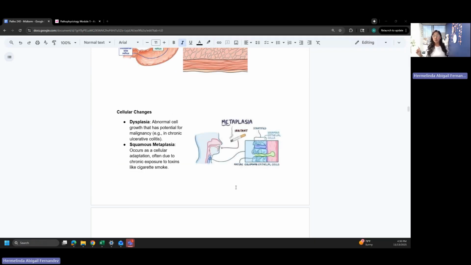Cellular changes. Dysplasia is abnormal cell growth that has potentially formed or is a sign of malignancy. An example of this would be chronic ulcerative colitis. Squamous metaplasia occurs as a cellular adaptation, often due to chronic exposure to toxins. An example of this could be cigarette smoking.